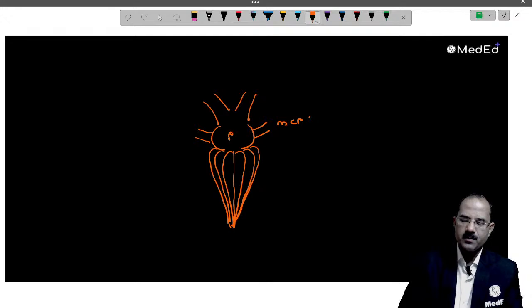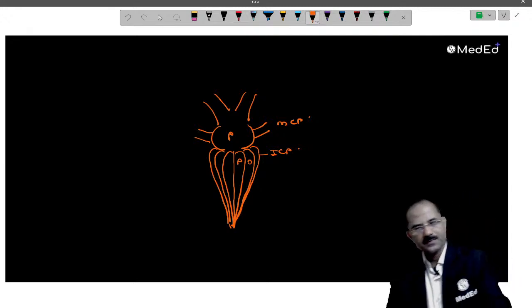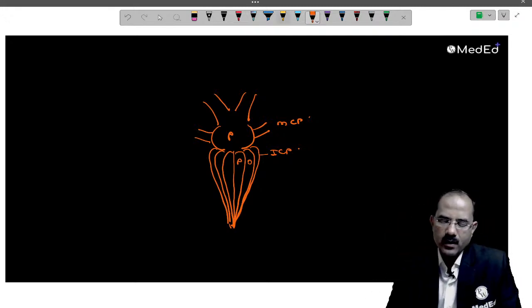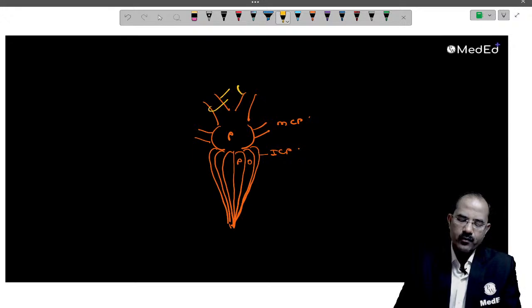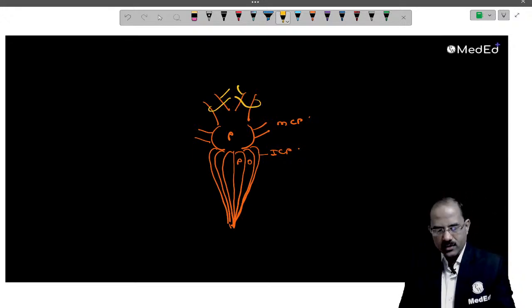That's the midbrain. This is the pons. This is the medulla. This is the pyramid. That's the olives. And what's this? Inferior cerebellar peduncle. Perfect. Now, which are the nerves attached to the midbrain? This is the third nerve and the fourth nerve. The third and the fourth nerves are attached to the midbrain.